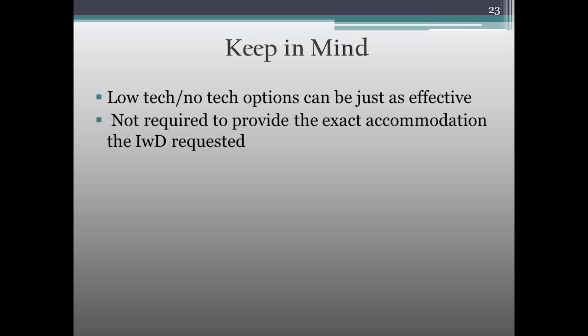Also, it's not required to provide the exact accommodation that the individual with a disability has requested. Ultimately, you have to provide the most effective accommodation. Also, the accommodation that removes the barrier from allowing the individual to perform the essential functions. So just because an employee requests something doesn't necessarily mean that's what the agency has to provide. Also, keep in mind that there are a lot of resources out there that you can take advantage of to allow you to determine what is the best accommodation to be provided for the employee with a disability.